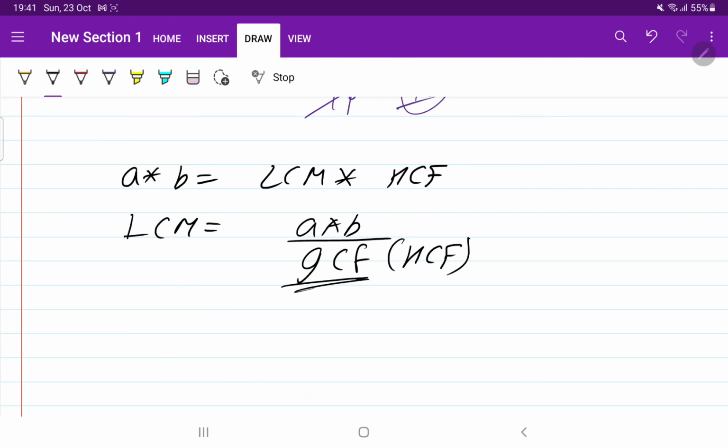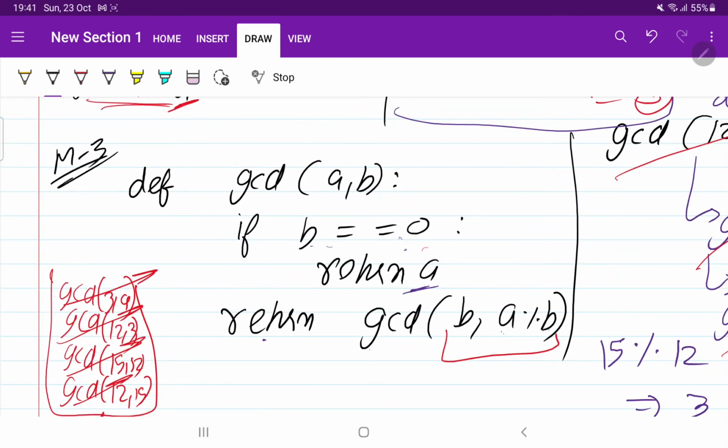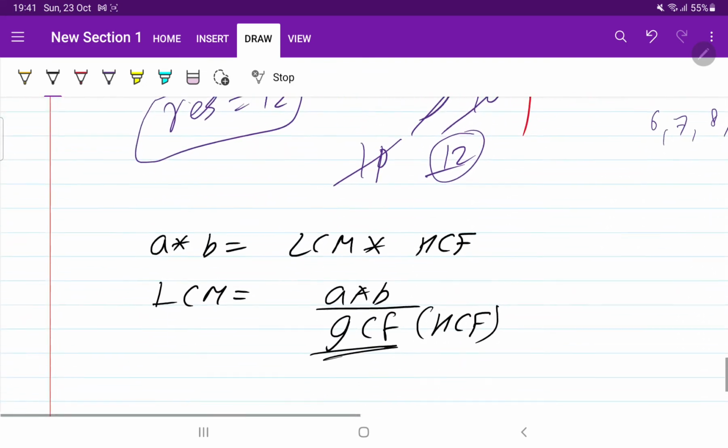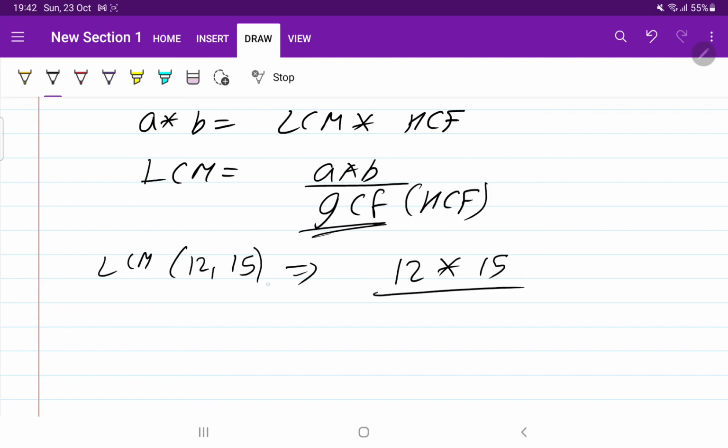And for the greatest common factor, we have already seen the logic. What is the logic? This one is the logic. Now the question is very simple. If I ask you the LCM of 12 and 15, what will you do? You will multiply 12 and 15. And what is the greatest common factor for 12 and 15? It is 3. So you are going to get the output as 60.